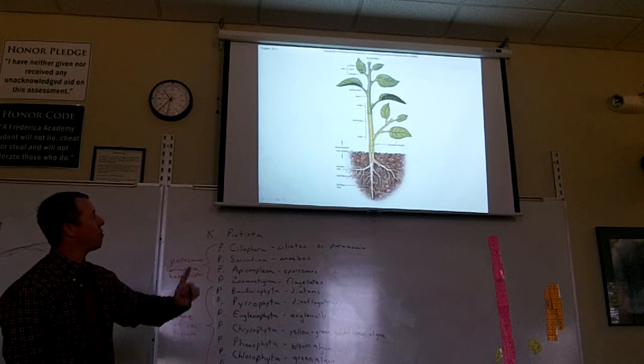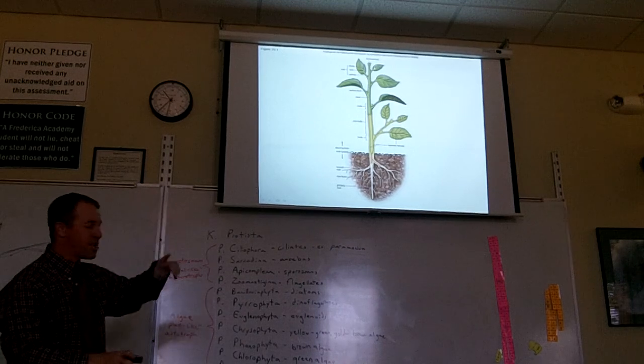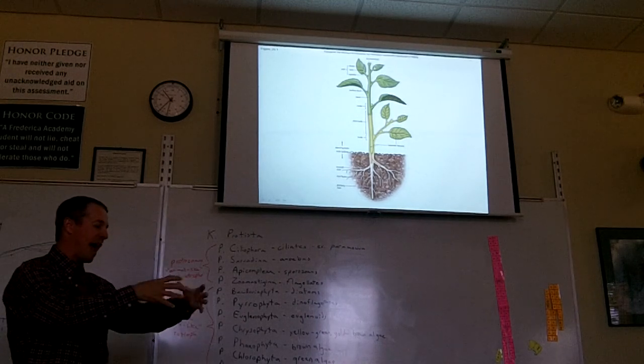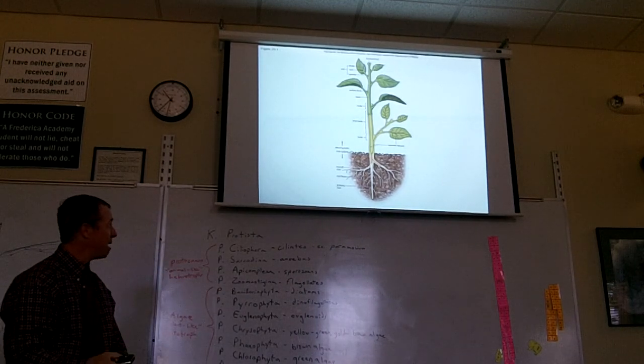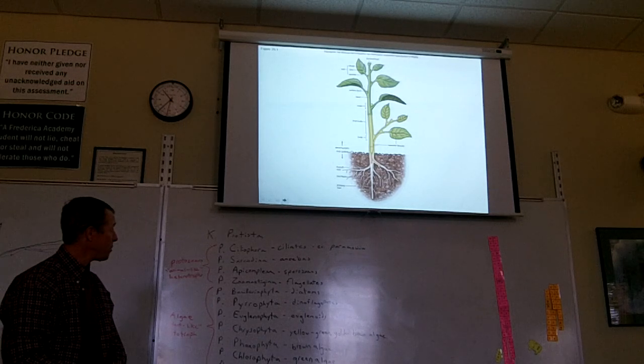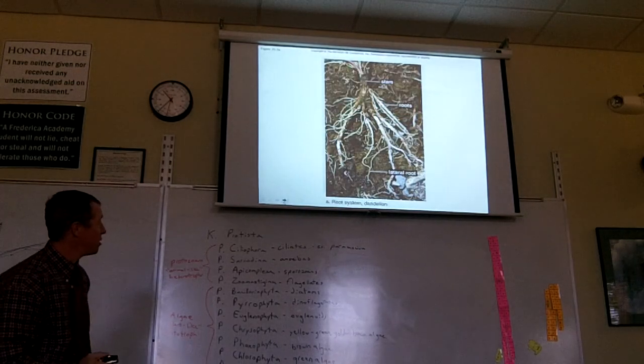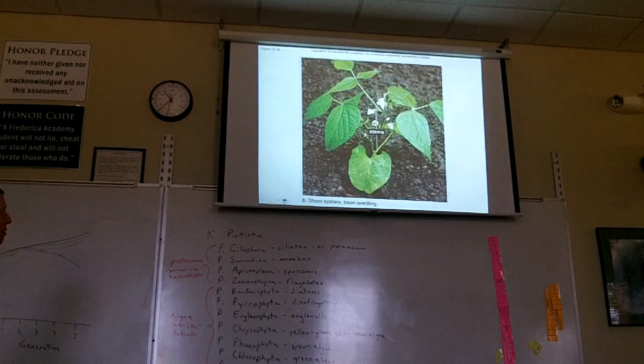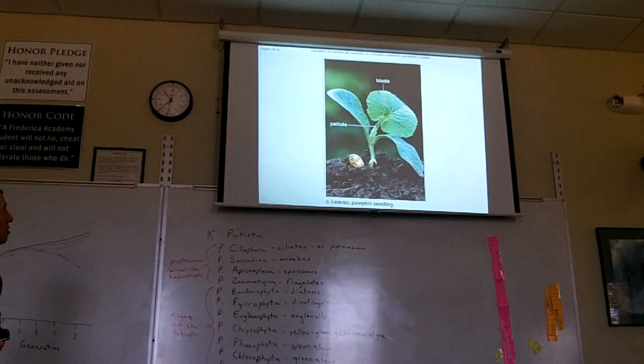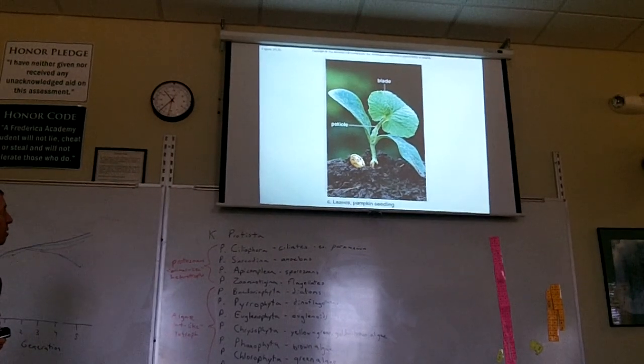Primary growth is growth upward. Secondary growth is growth outward. And plants do both. They grow upward and outward, which I'll talk about more in a minute. This just shows some pictures of plants growing.